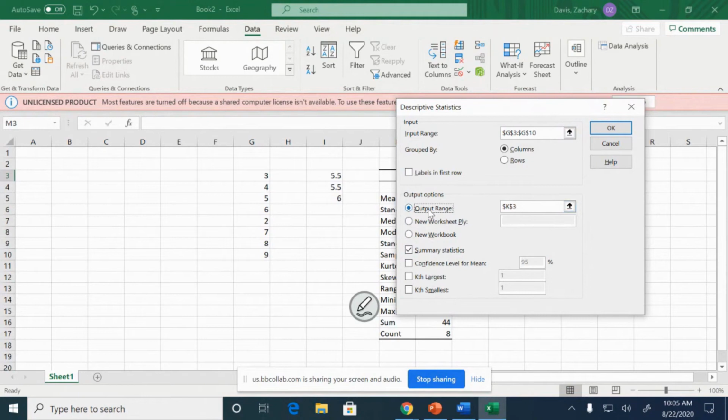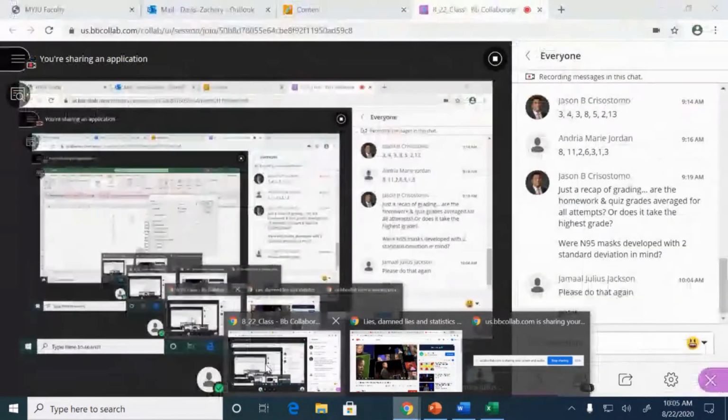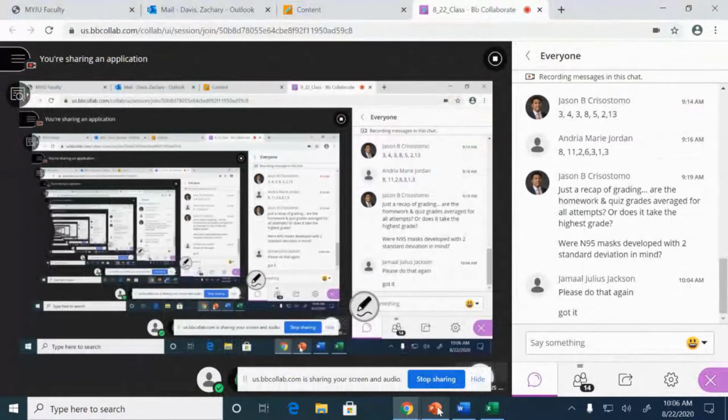I just wanted it on the same page, so I did output range. Cool.